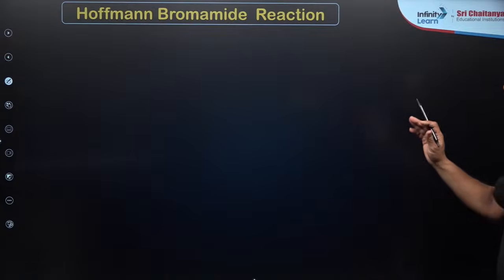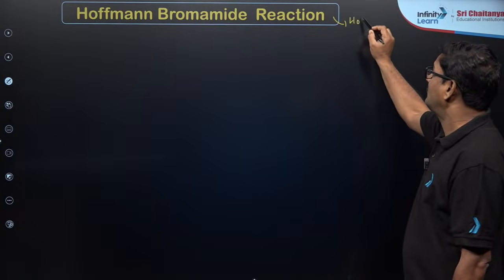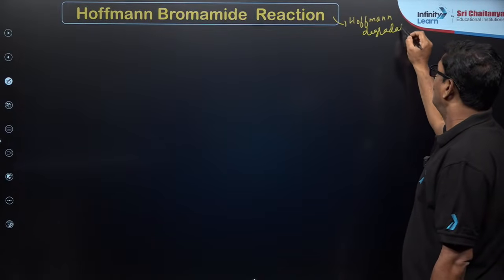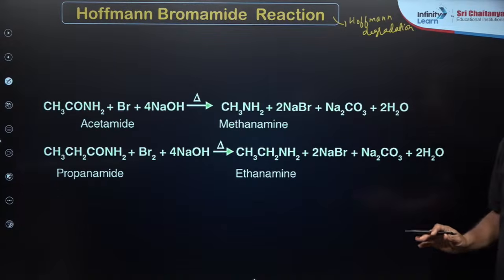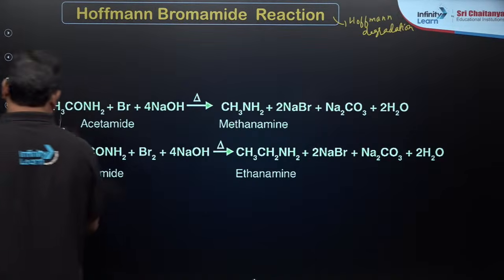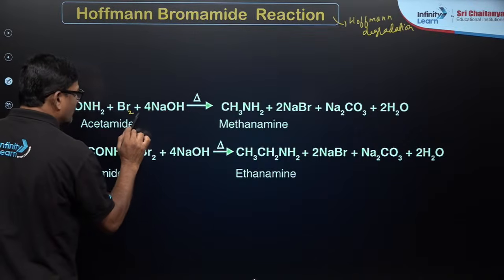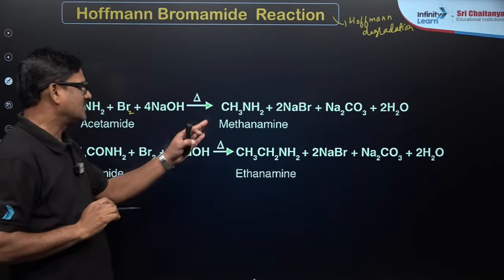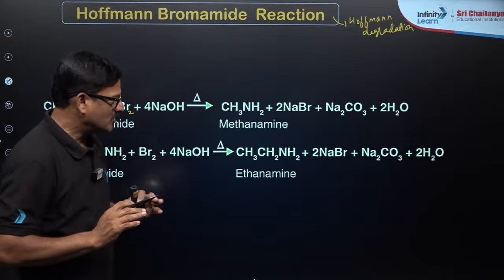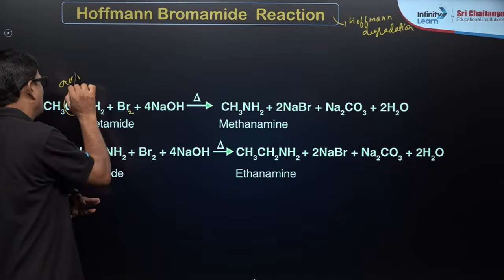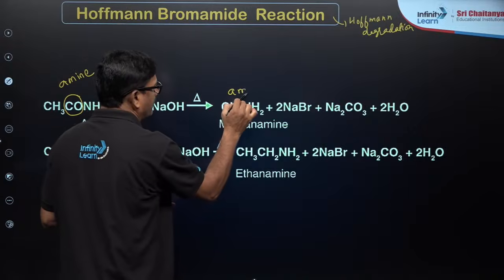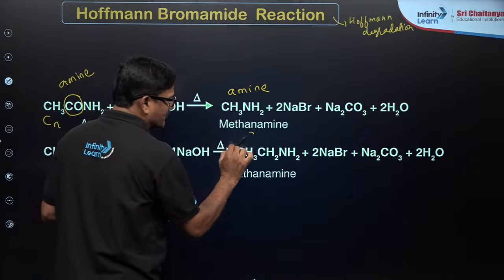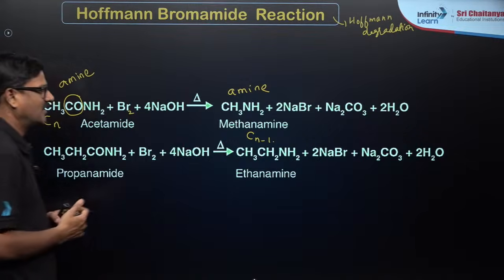Moving on to Hoffmann bromamide reaction, this is also called Hoffmann degradation. Simply acetamide is treated with Br2 and NaOH. So you remove this CO and you are going to get methanamine. I mean to say amide will be converted into amine. If the amide has n number of carbon atoms, the amine that is formed has n minus 1 number of carbon atoms.